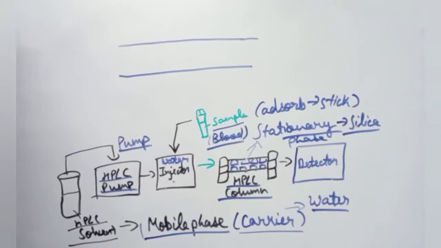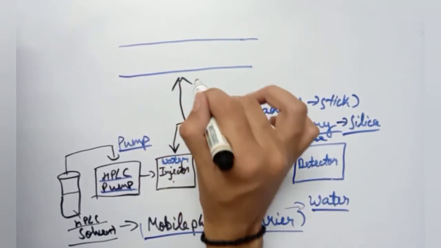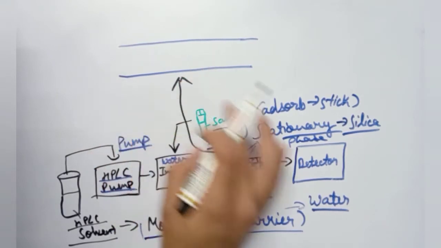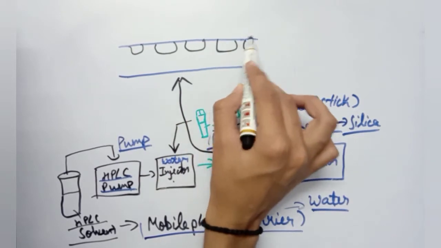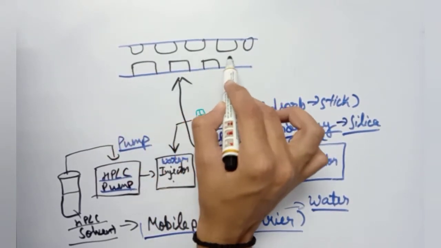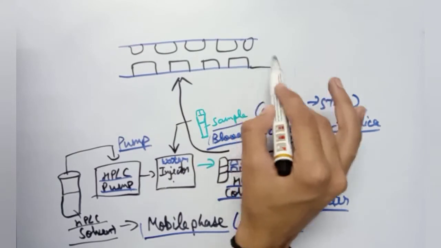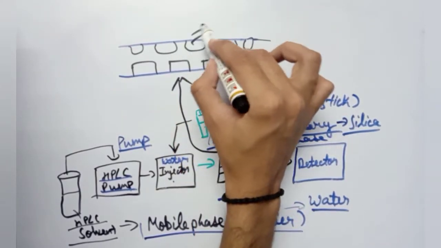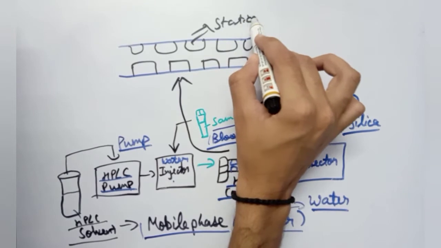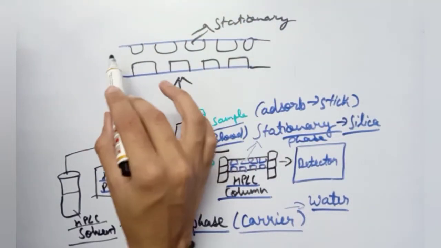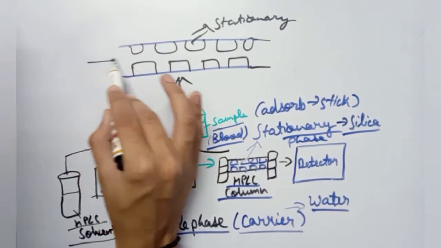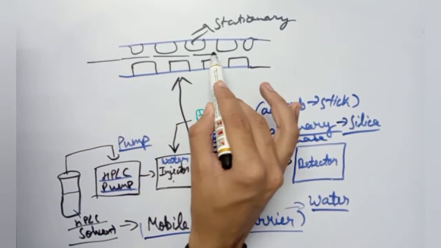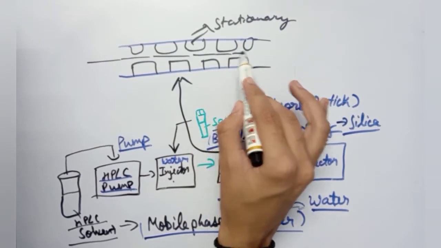From here the injector injects the mobile phase towards the HPLC column. Now let's see the HPLC column's magnified view. This is just the magnified view of the same HPLC column. Here silica beads are present. Silica beads are adsorbed or stick to the surface of this HPLC column. This is the stationary phase.